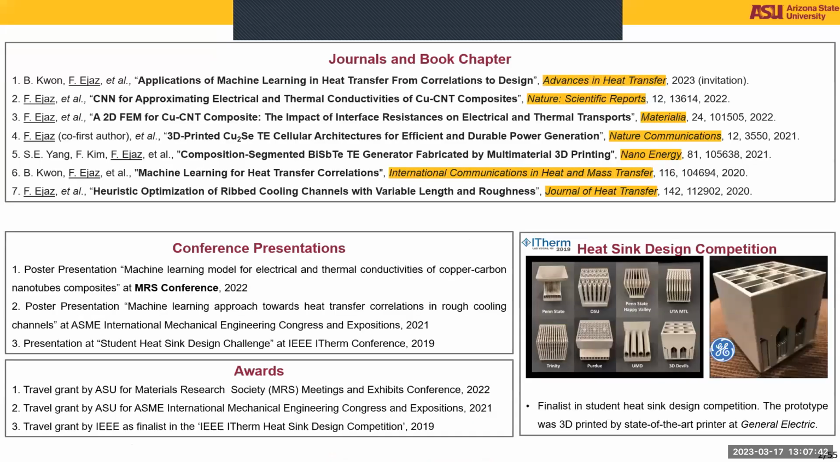Before discussing my PhD work, I would just give a brief overview of my 5 years academic journey. We had a chance to publish research articles in considerably good journals, including Nature Communications. And we were recently invited to write a book chapter in Advances in Heat Transfer related to machine learning applications in heat transfer. I also had the opportunity to represent ASU at several reputable conferences, including MRS, ASME, and IEEE. And we also had the opportunity to represent ASU in one of the heatsink design competitions in which we were finalists. So it has been quite a journey so far.